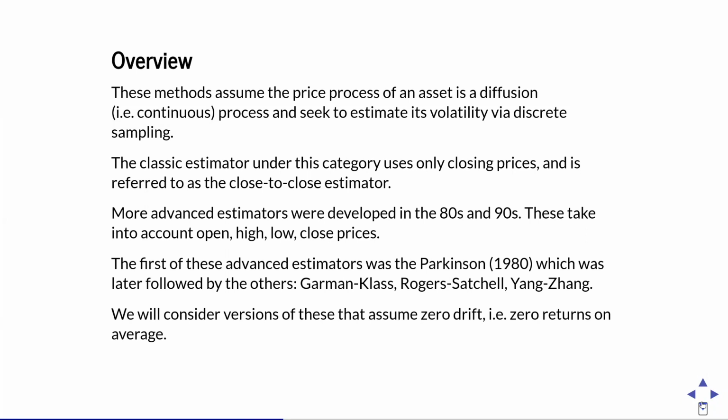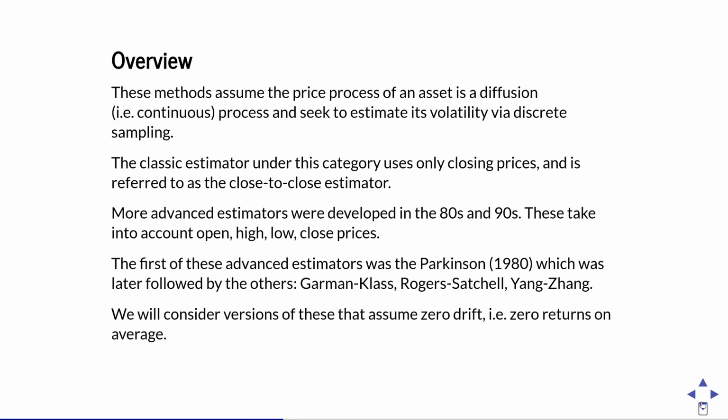These assume that stock prices are a diffusion process, some kind of continuous process, and we're seeking to estimate the volatility via discrete sampling. So the classic estimator under this is the close-to-close estimate, which is basically calculating historical volatility over a previous period of time and just projecting that to be future volatility.